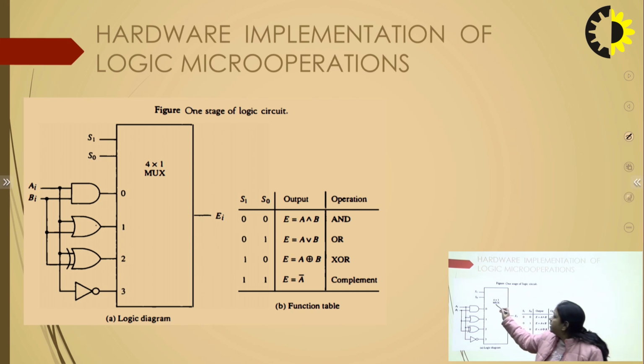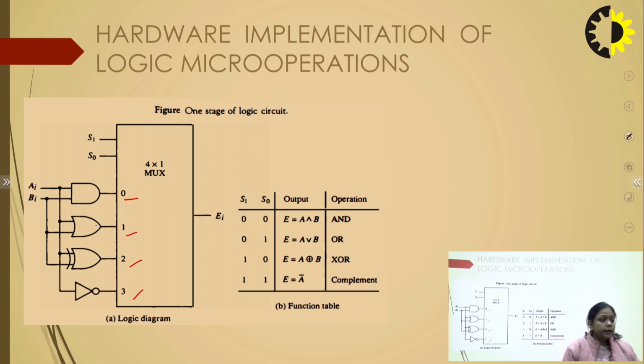So we can see here in the 4:1 multiplexer we have 4 inputs and 1 output, and we have 2 selection lines. Fine. Now from the first input, an AND gate is connected to the input. In the next one, an OR gate is connected. In the second, an XOR gate is connected to the input. And the third, a NOT gate is connected to the multiplexer.